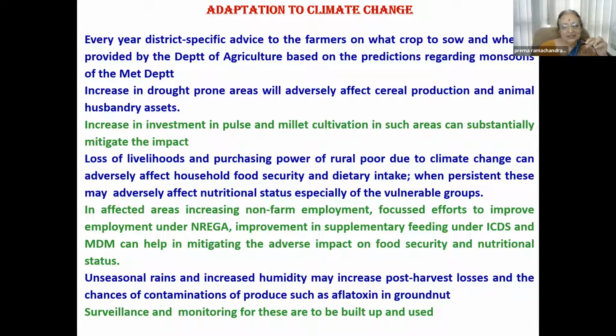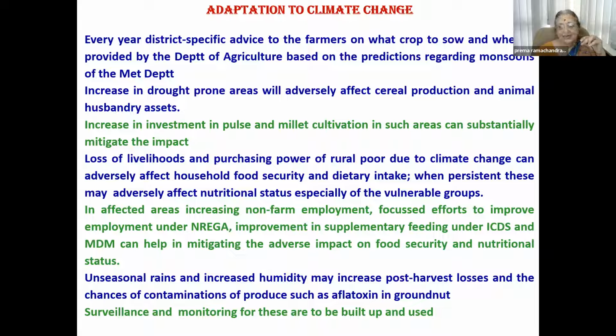Loss of livelihood and purchasing power in the rural poor due to climate change will affect household food security and dietary intake. When persistent, these can adversely affect nutritional status. This is also a reality. But again, we have to focus on non-farm employment. Focused efforts on not only NREGA, but also the urban counterpart, which is coming up now. Improvement in supplementary feeding through ICDS and MDM can help in mitigating some of the adverse impact on food insecurity and nutritional status, especially among the poorest segments of the population and vulnerable groups.